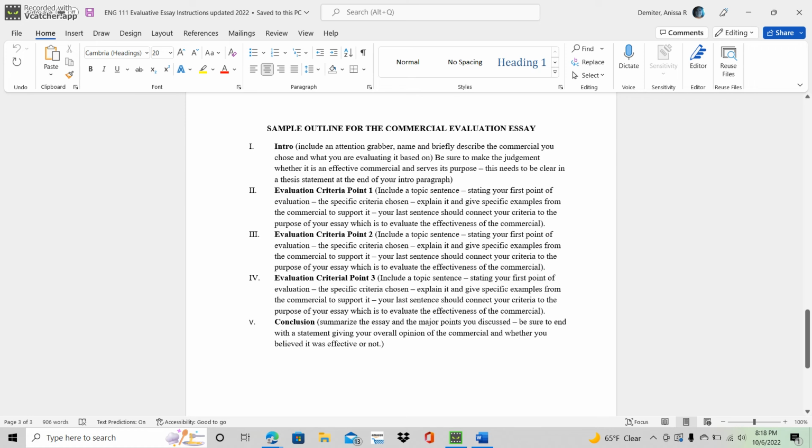And then you have a conclusion. This is again where you summarize the essay and your major points discussed. And then you want to end with some type of statement that gives your overall opinion of the commercial and whether you believed it was effective or not. But again, you don't want to use first person. You got to be able to word that in a way that does not use first person.